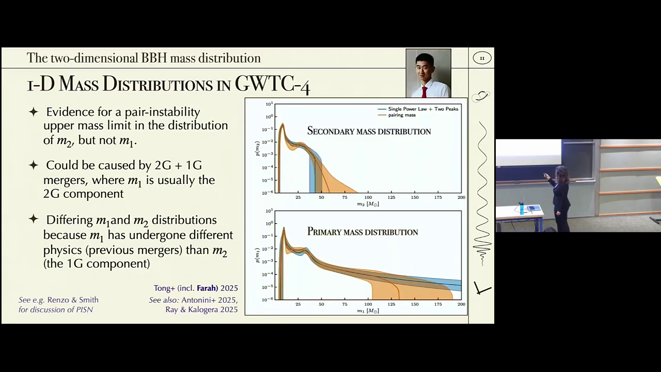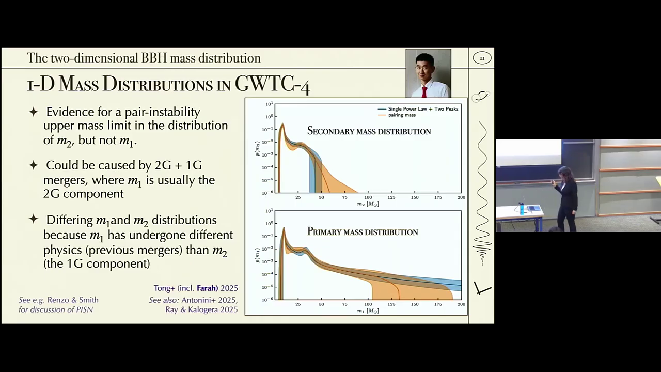I should say that Anaria, Ray, and Vicky looked at this with a different, more flexible model, and they found that there's potentially just a dip in the secondary mass distribution rather than a complete cutoff. But they still find different primary and secondary mass distributions.